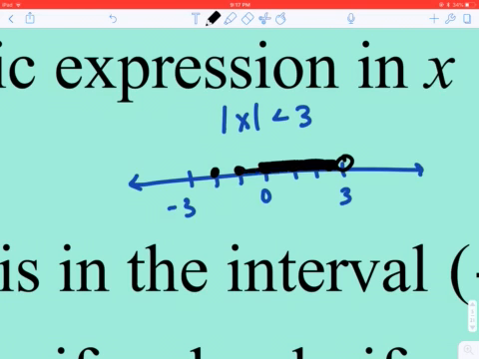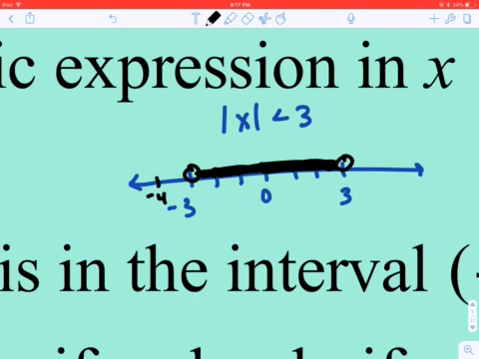and on this side, less than 3, right? Less than 3, less than 3. The absolute value is less than 3. So if I would pick negative 4, the absolute value of negative 4 is 4, which is bigger than 3. So it stops right here at 3.